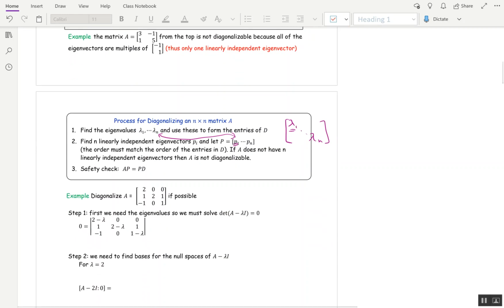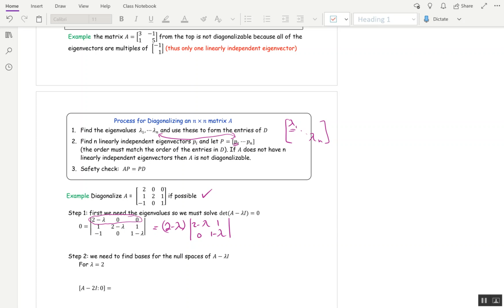So we're going to diagonalize this matrix if it's possible, and we'll see that it is possible. So step 1, find the eigenvalues. I went ahead and put in 0 is determinant A minus lambda I. This matrix is not triangular, so we're actually going to have to find the determinant with cofactor expansion. I'll do cofactor expansion on row 1. So the determinant is 2 minus lambda times the subdeterminant 2 minus lambda, 1, 0, 1 minus lambda.